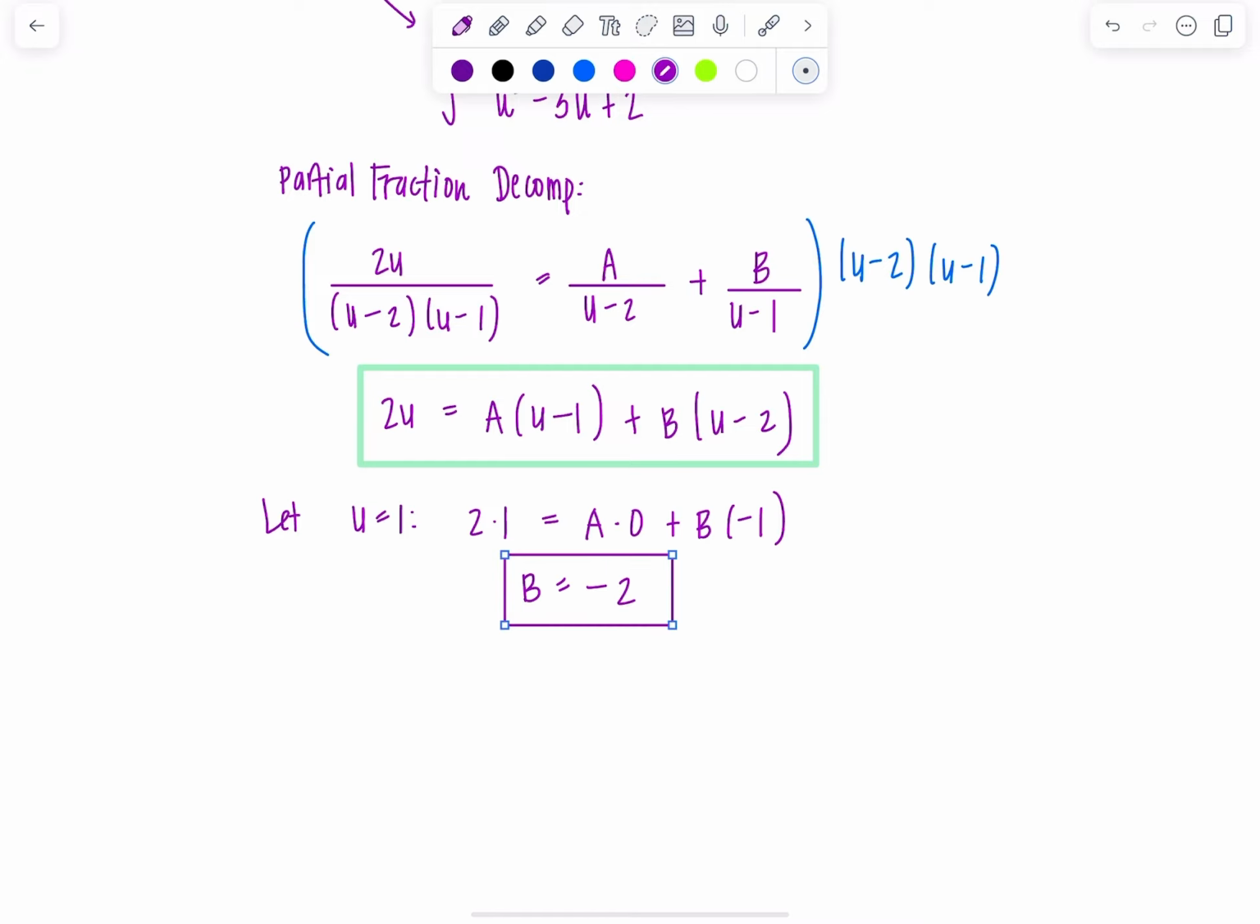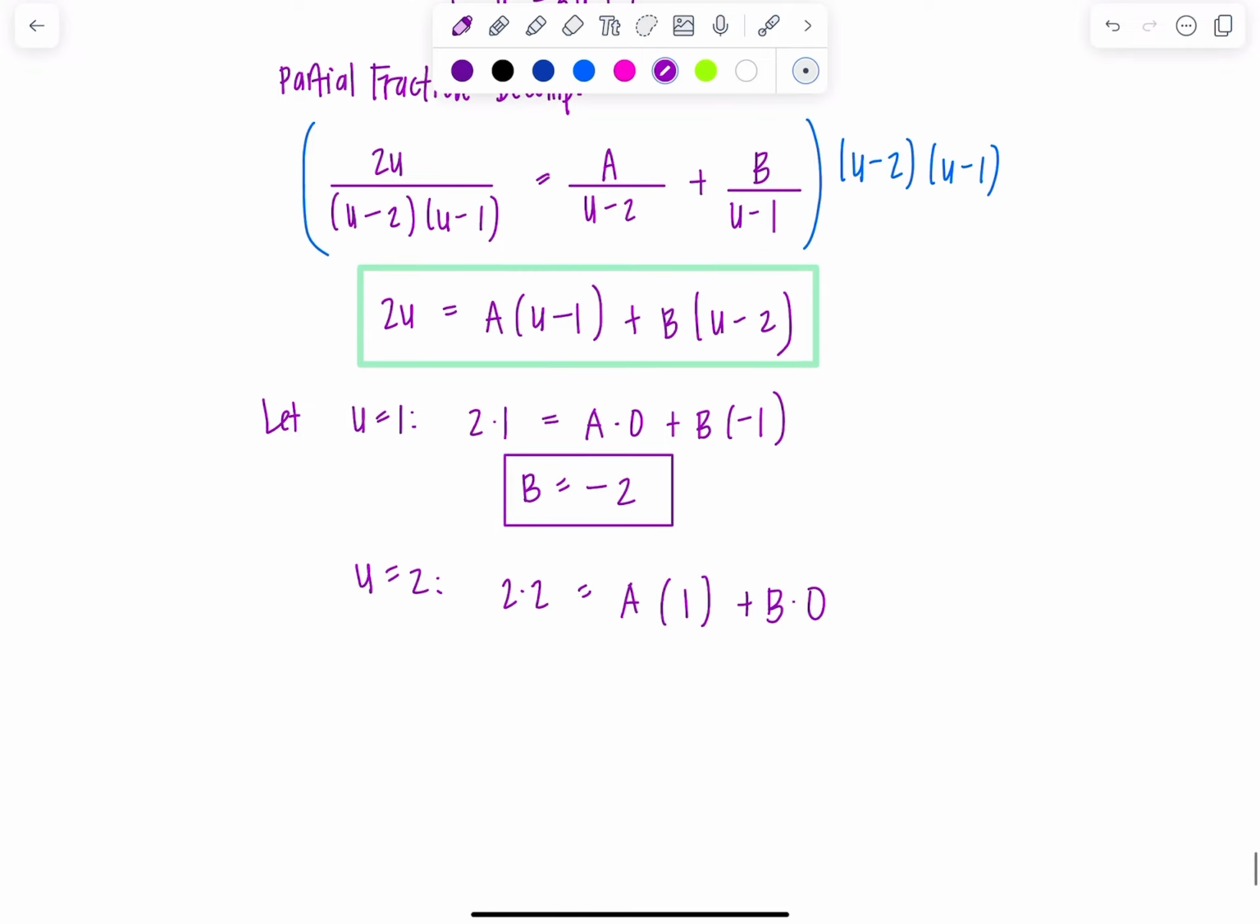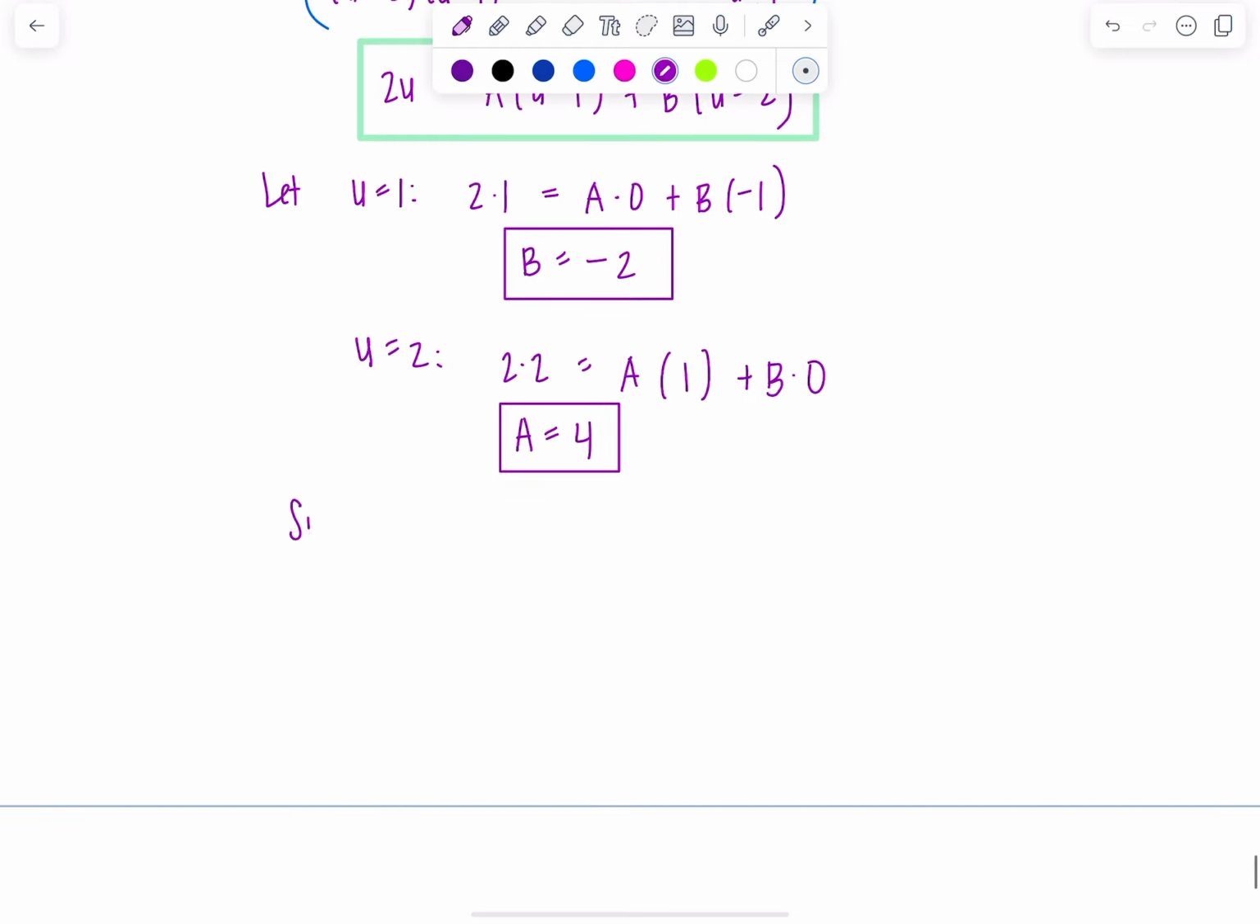Okay, and then similarly, I'm going to let u equal 2 because that will let this other factor equal 0. And then let's see, on the left we have 2 times 2 equals A times 2 minus 1 plus B times 0. And then now I can see, A is equal to 4. See how harmless that was? Yes, there we go.